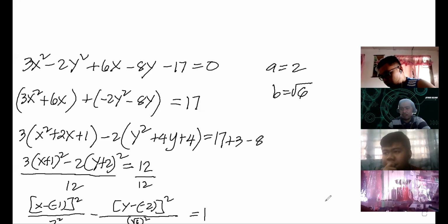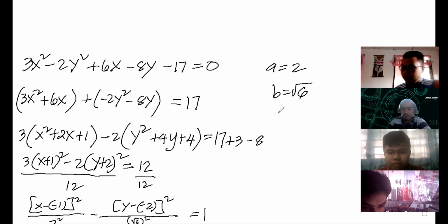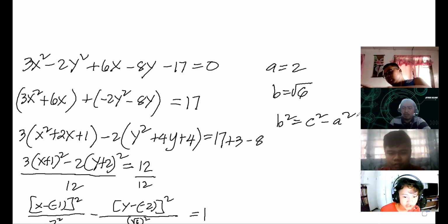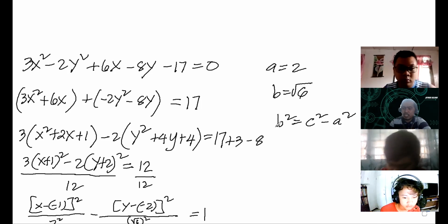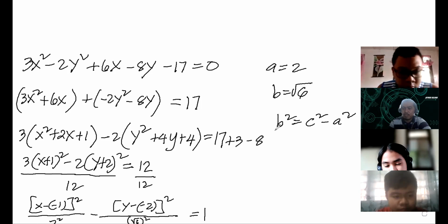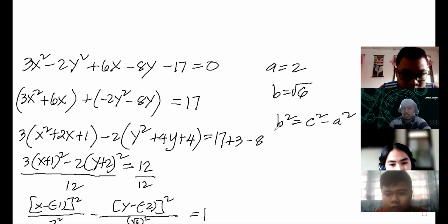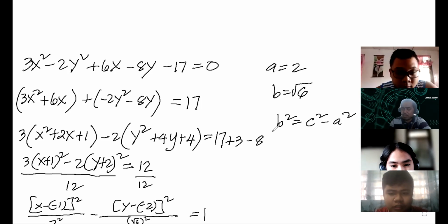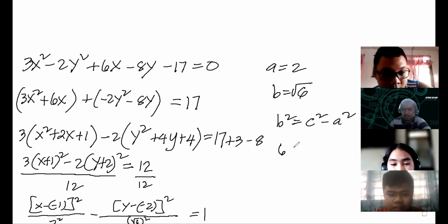Got it? So where do we get C? Which formula will we use? B squared is equal to C squared minus A squared. Very good. What is your B squared? Square root of 6 quantity squared, sir. So what is your B squared? 6, sir. Very good. Because the square root of this is just 6.